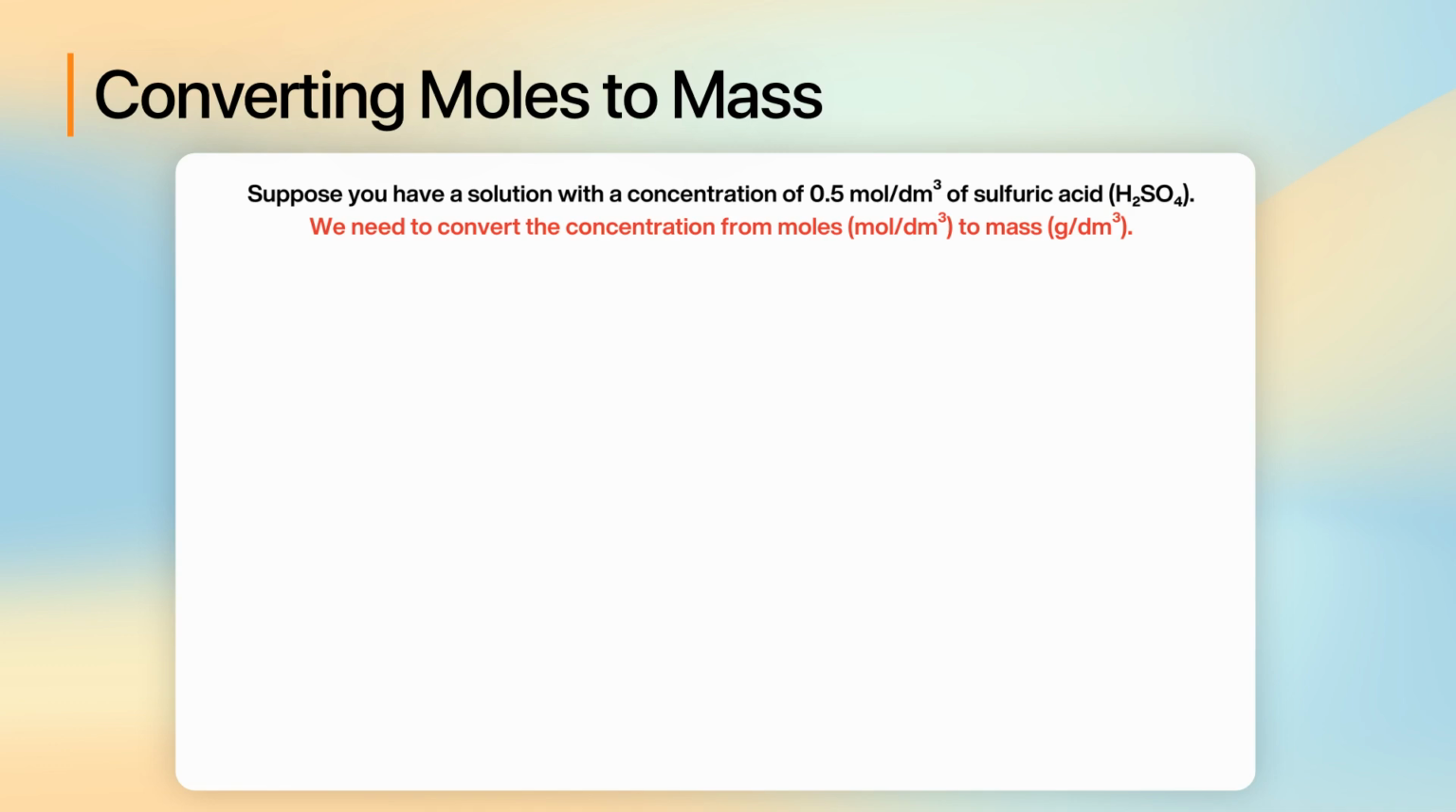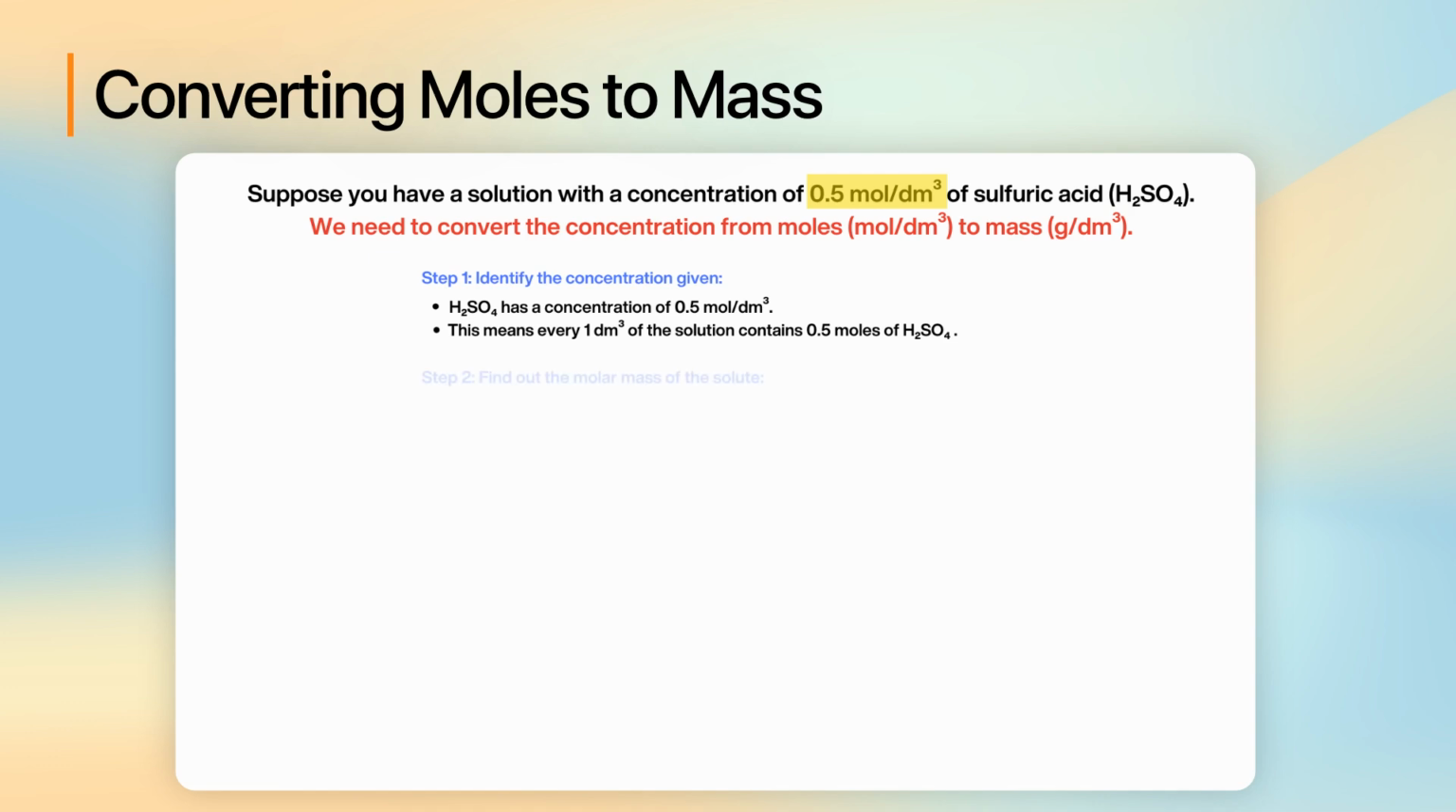Now we'll convert moles per decimeter cubed to grams per decimeter cubed. Suppose you have a solution with a concentration of 0.5 moles per decimeter cubed of sulfuric acid, H2SO4. We want to find the concentration in grams per decimeter cubed. First, identify what's given in the question. We are told that sulfuric acid has a concentration of 0.5 moles per decimeter cubed. This means every 1 dm cubed of the solution contains 0.5 moles of sulfuric acid. We need to convert the number of moles to a mass. To do this, we need to find out the molar mass of the solute.